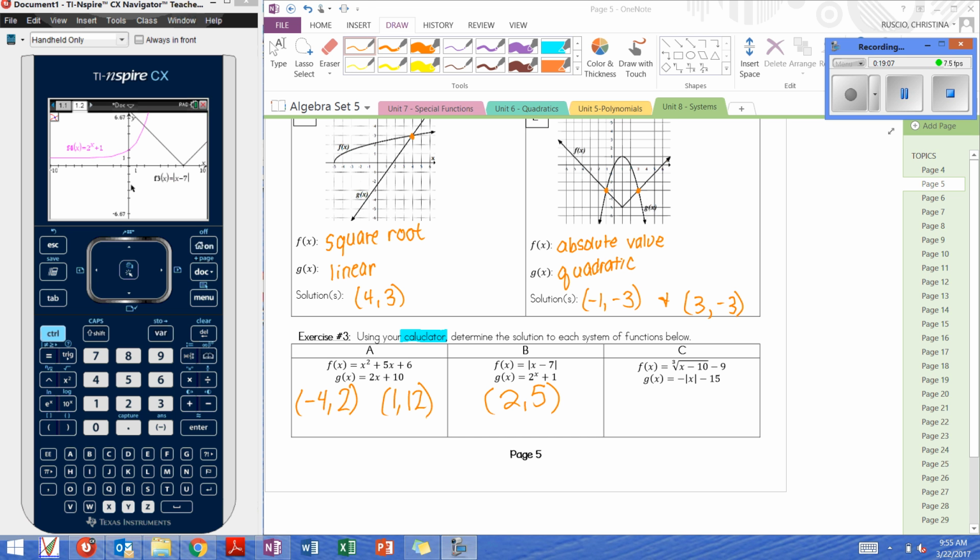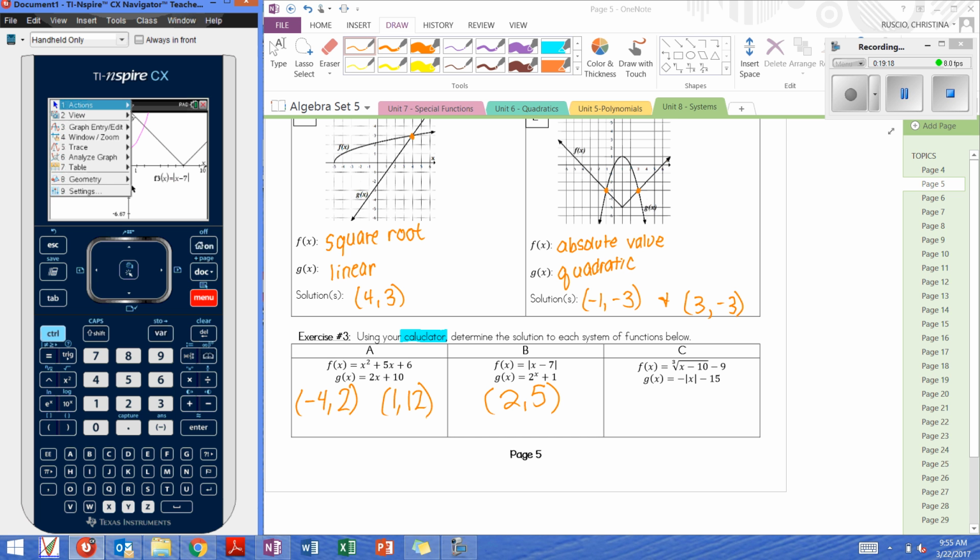Now there's actually another way that you can find intersection points on your calculator. It's a little different than what we were doing before with finding the points using the Analyze Graph feature. Instead, you can find all of the intersection points at one time by using the geometry feature. So I just wanted to show you both ways. It really doesn't matter to me how you find them. The Analyze Graph feature is definitely more common because we use that feature a lot more with finding the roots and things of that nature.